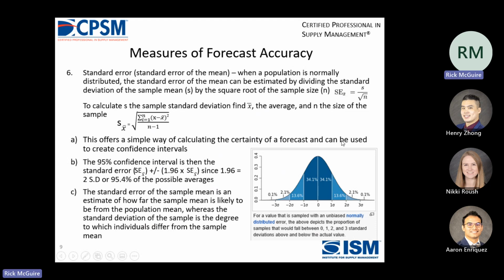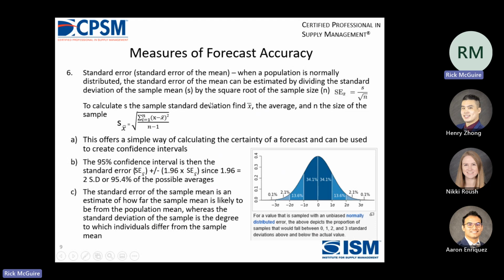It's a simple way of calculating the certainty of a forecast. This is the reason you use the standard error of the mean: you want to put confidence intervals around it. So 95% confidence is 1.96 times the standard error of the mean, which is basically 2 standard deviations, or 95.4%. So it's 2 sigma.